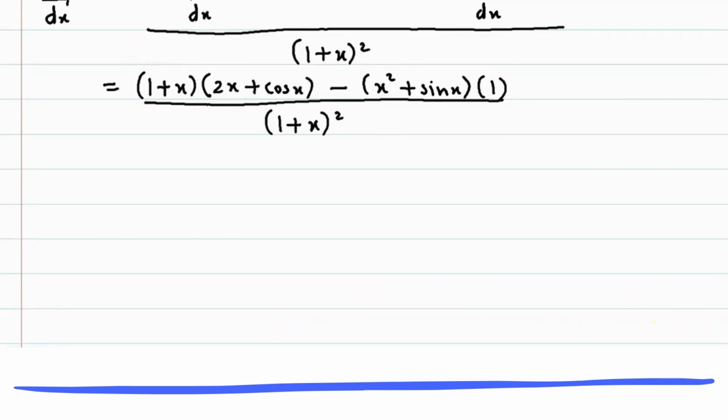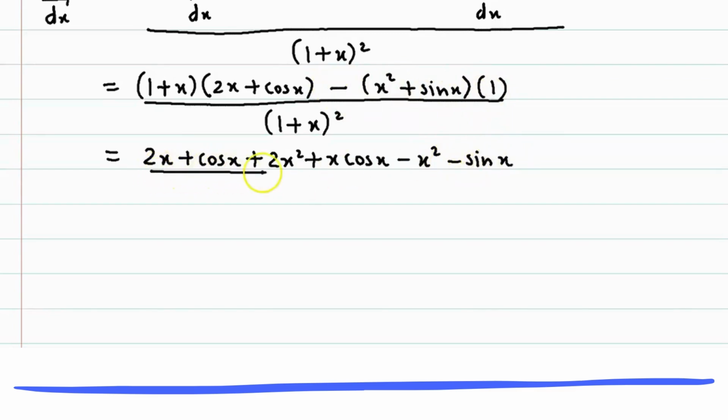Now if we simplify this further, 1 into 2x is 2x, 1 into cos x is cos x, then x into 2x is 2x square, and x into cos x is x times cos x, and then we multiply these two terms. 1 into x square is x square and the negative sign here, so we have minus x square. 1 into sin x is sin x and the negative sign here, so that is minus sin x, divided by (1 plus x) the whole square.